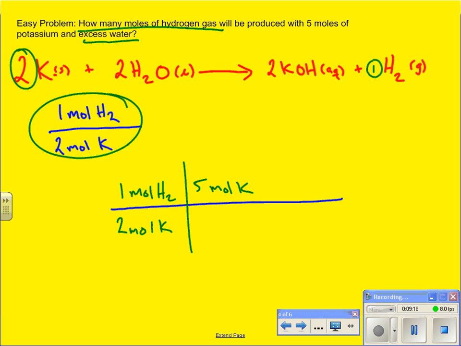So this is actually it, guys. It's already solved. Moles of potassium cancels moles of potassium. So I carry out the arithmetic here. 1 times 5 divided by 2 is 2.5, but just as importantly, what unit didn't cancel? Moles of H2. Should make sense, right? We expect half the number of moles of hydrogen as potassium. So if we started with 5, we expect half of that, 2.5.